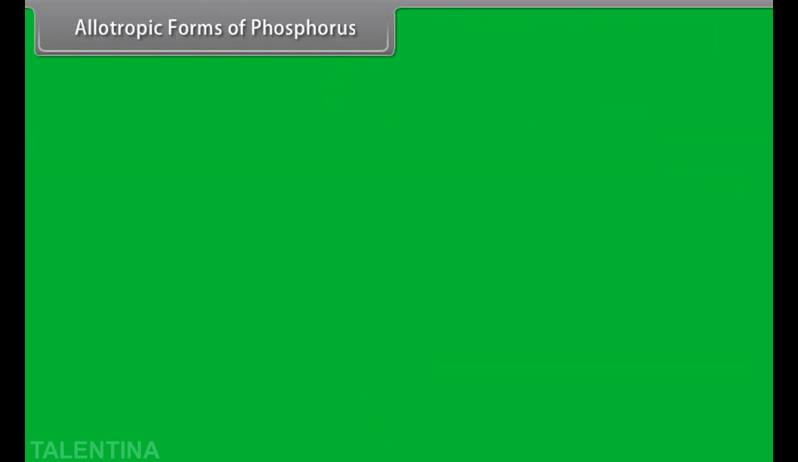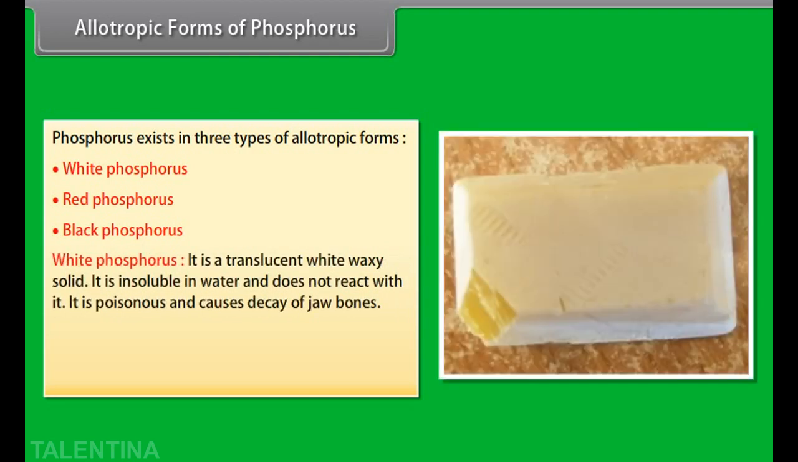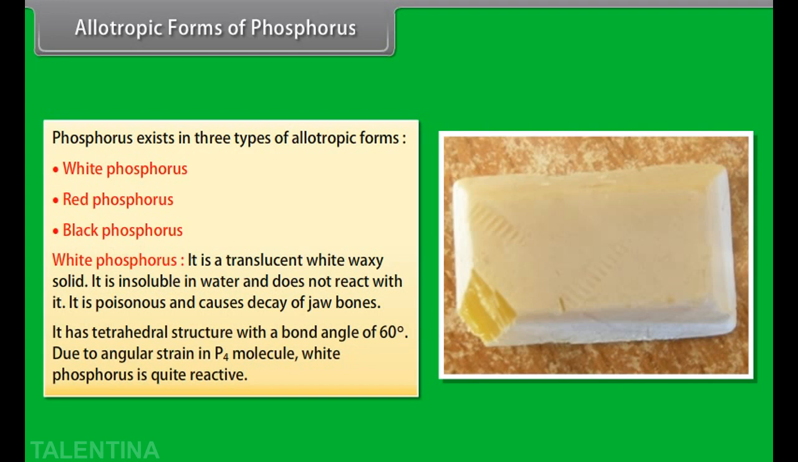Allotropic forms of phosphorus. Phosphorus exists in 3 types of allotropic forms: white phosphorus, red phosphorus, and black phosphorus. White phosphorus. It is a translucent white waxy solid. It is insoluble in water and does not react with it. It is poisonous and causes decay of jaw bones. It has a tetrahedral structure with a bond angle of 60 degrees. Due to angular strain in the P4 molecule, white phosphorus is quite reactive.